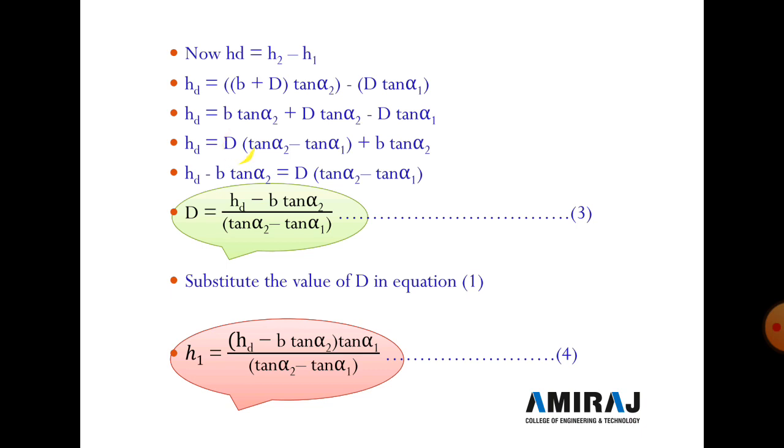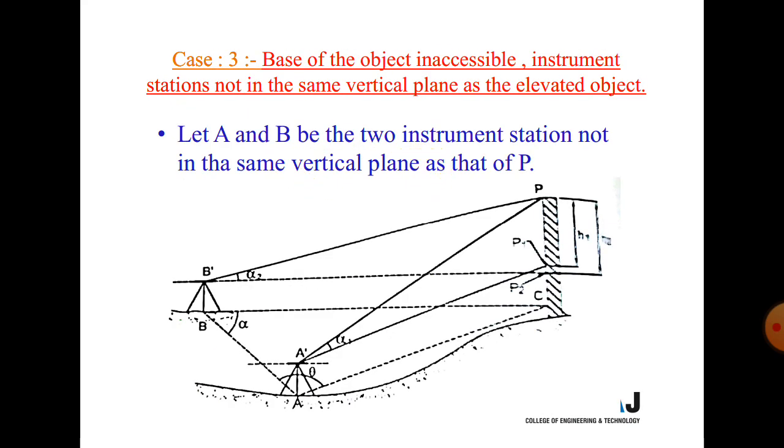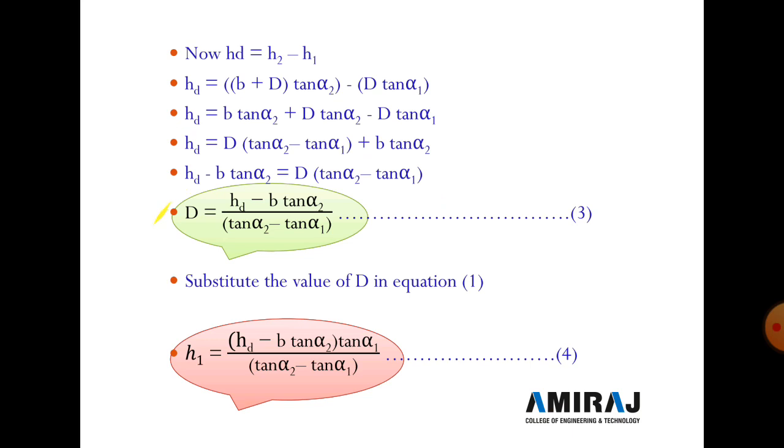Now we take a common, d value is a common, so tan alpha 2 minus tan alpha 1 plus b tan alpha 2. So hd minus b tan alpha 2 is equal to d tan alpha 2 minus tan alpha 1. Now we common the d, so d is equal to hd minus b tan alpha 2 divided by tan alpha 2 minus tan alpha 1. Now this d value shows the horizontal distance between the instrument station to any station point or any object.